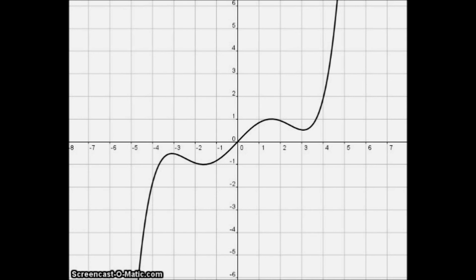Well, let's see. If we sweep this vertical line across the relation, we see 1 point of intersection that whole time. This is a function.